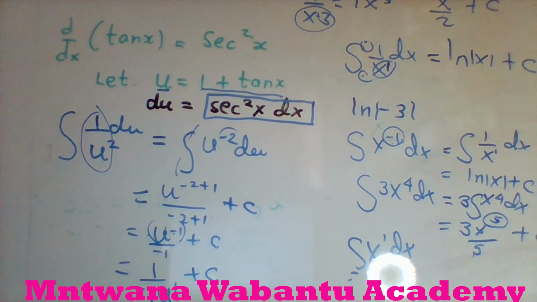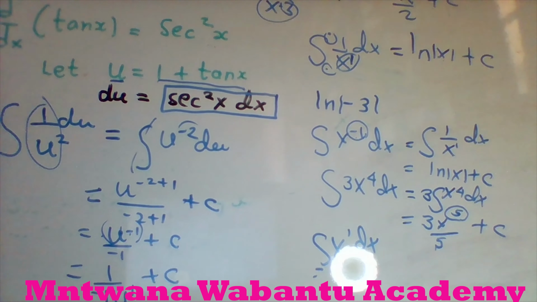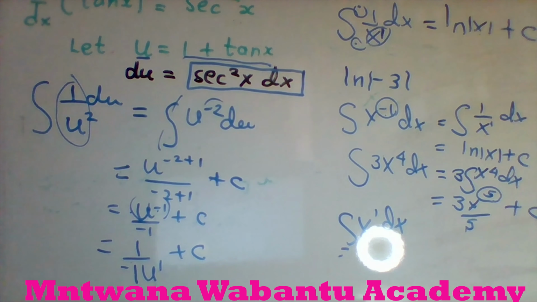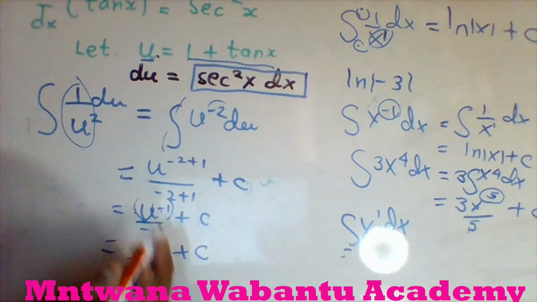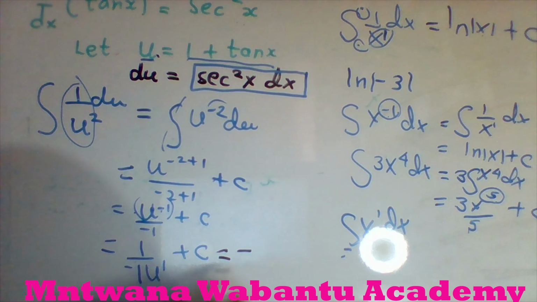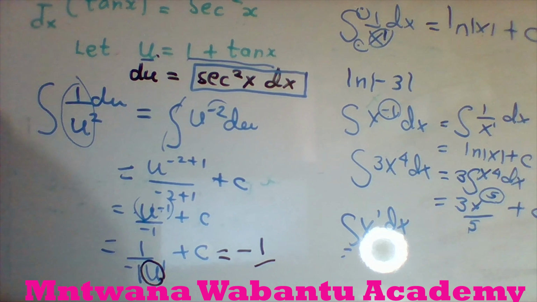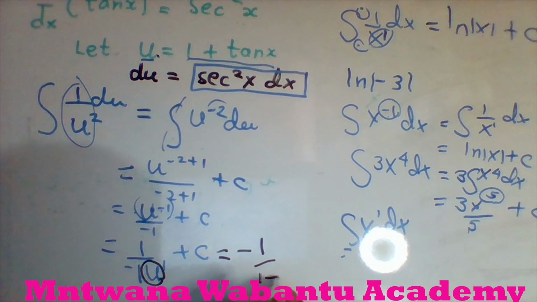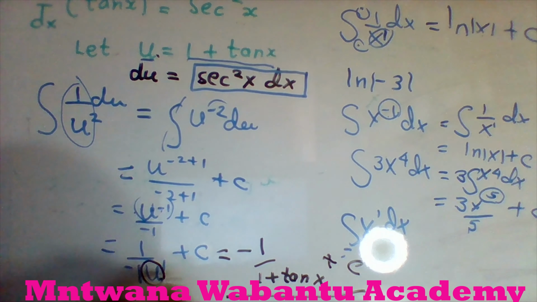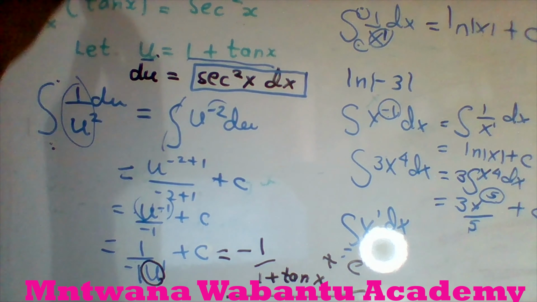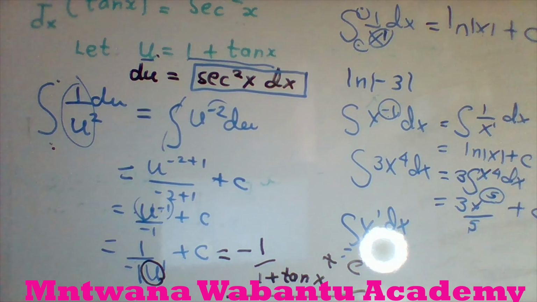So our question is finished, but at the end of the day they didn't give us the answer in terms of u. Remember we did let all those values. How did we let u? We let u equal to 1 plus tan x. So finally I'm going to replace this u. So 1 over negative 1 is just a negative, and then 1 over u, which is 1 over 1 plus tan x, and then plus c. Why plus c? Because we don't have the limits here. If you have limits, you substitute the limits. Brother and sister, that's how you solve that question.